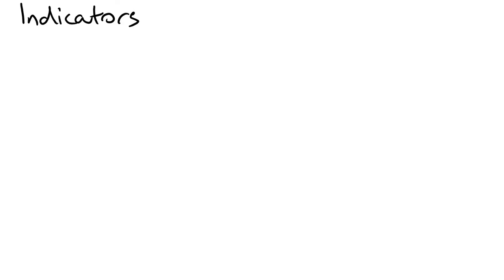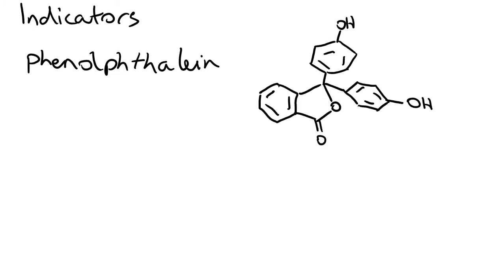In this video we're going to have a closer look at indicators. An indicator is a chemical substance that changes colour depending on whether it's in an acidic solution or in an alkaline solution. Now the structures of these indicators can be quite complicated. For example, phenolphthalein looks like this, where it's got 3 aromatic rings, a couple of alcohol groups and what's called a lactone in the centre.